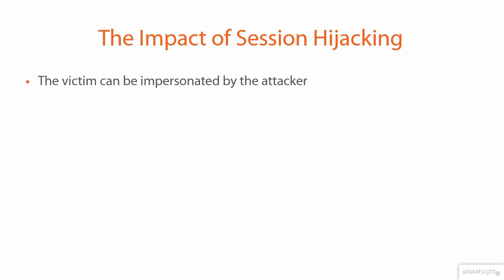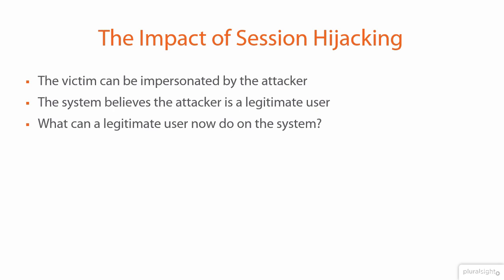Now, that might mean everything from, say, leaving comments on a blog post through to actually transferring money between accounts. Clearly, the impact is very different between those two, and it all comes down to what the system is intended to do. What would it mean if the system actually thought the attacker was a legitimate user? Because this is the risk of session hijacking, that the attacker effectively impersonates their target. So what that means to the vulnerable system very much comes down to what that system is intended to do. So the question that you need to ask yourself is, what can a legitimate user do on a system?